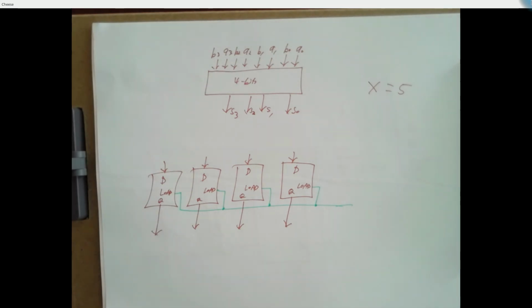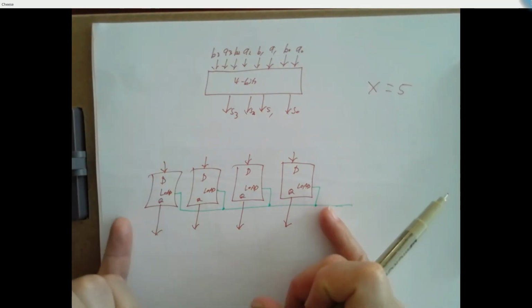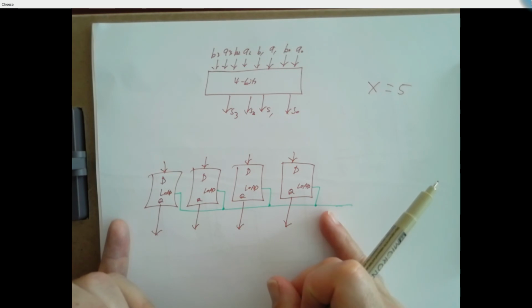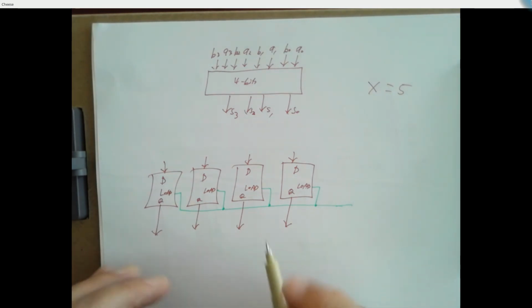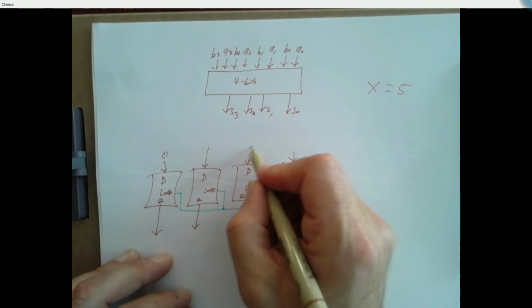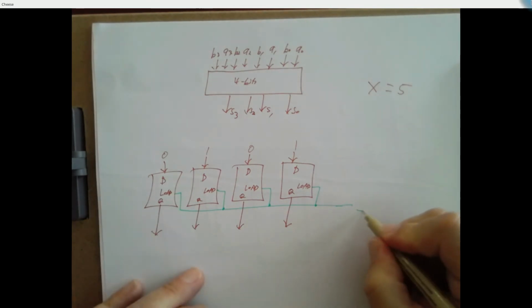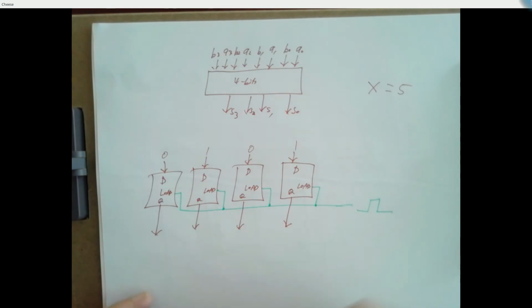A register is like a memory that can hold multiple bits. So let's say this is what the computer is using to represent x. If I want to set x equal to 5, what do I do? I put the binary equivalent of 5 on these D inputs. I raise the load line momentarily and bring it back down to 0. And now my Q outputs have the number 5.